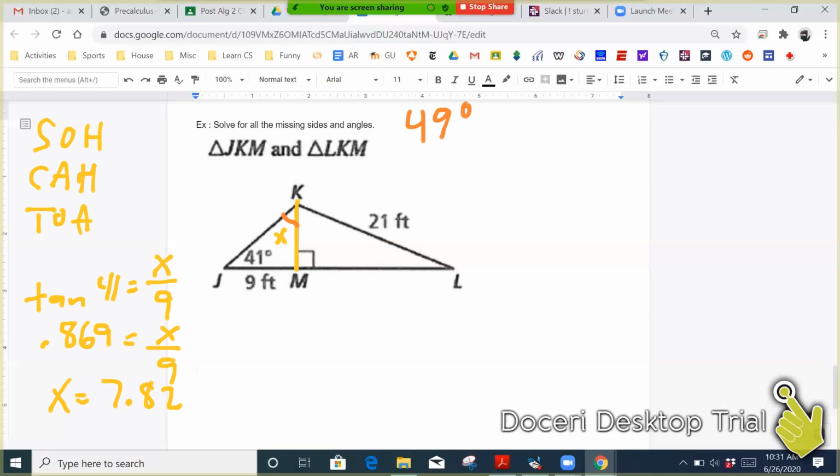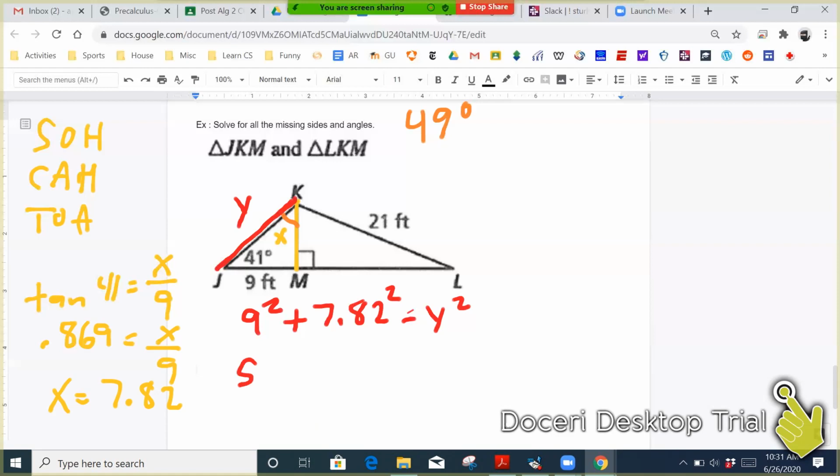Now this side here, we'll call it y. We don't need to do SOHCAHTOA here. You could do the Pythagorean Theorem. One way to find y would be 9 squared plus x squared, which we know is 7.82 squared, is equal to y squared. That would work.